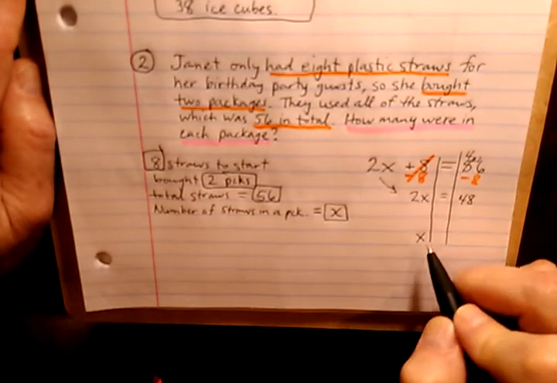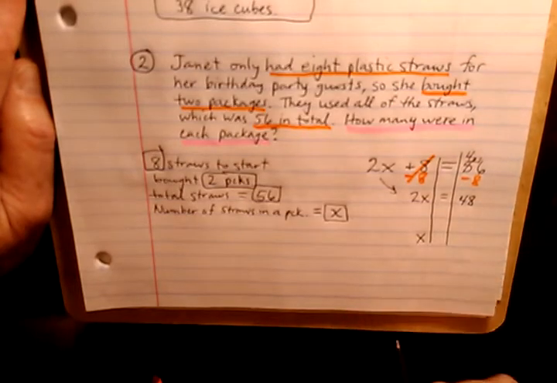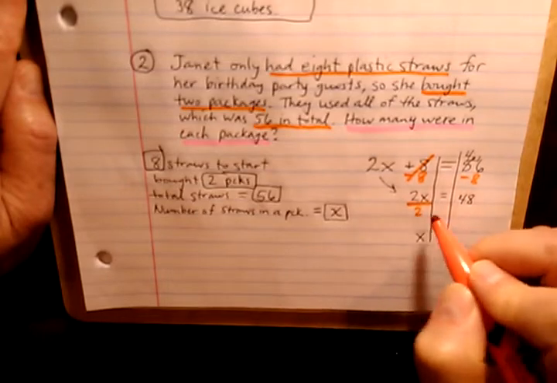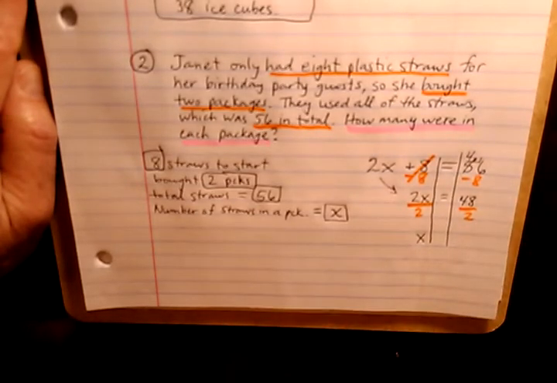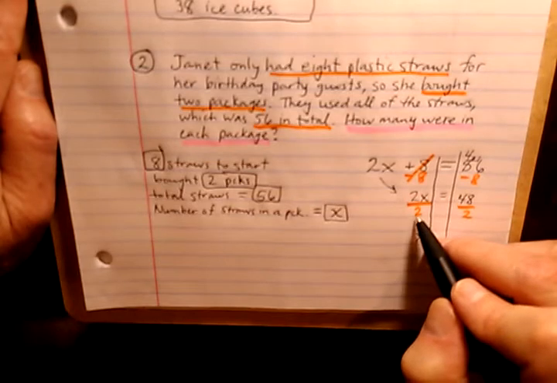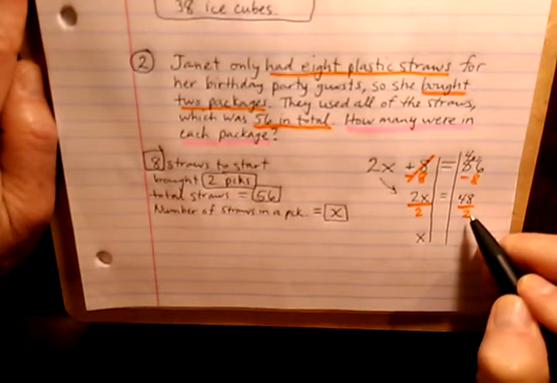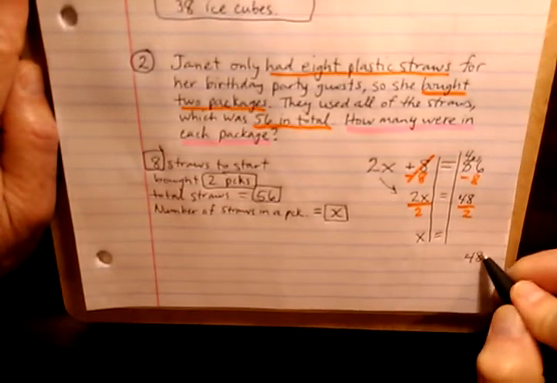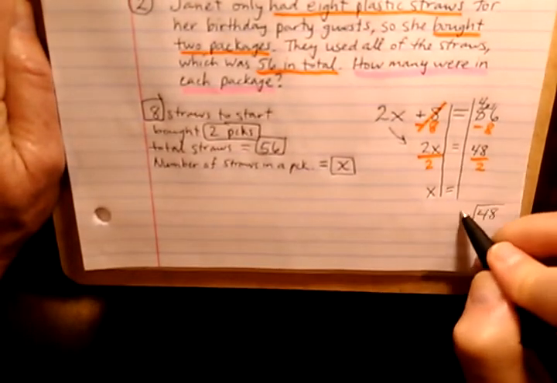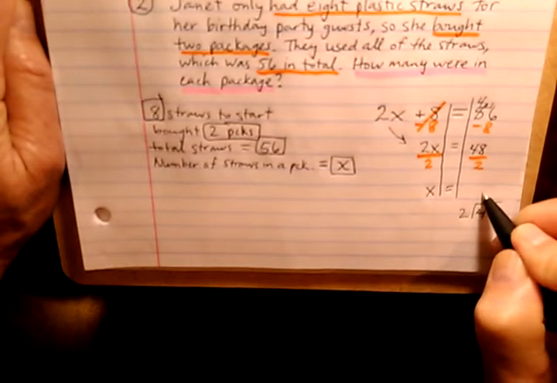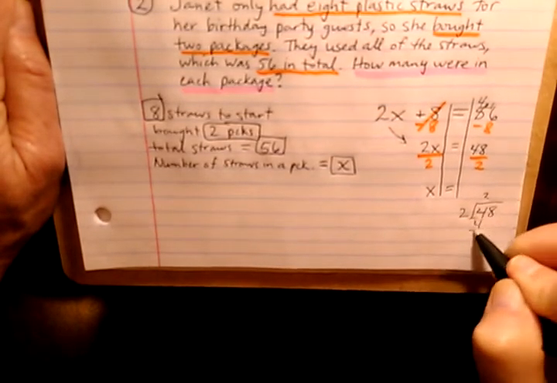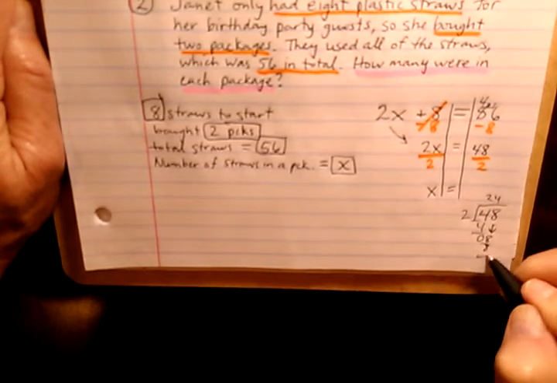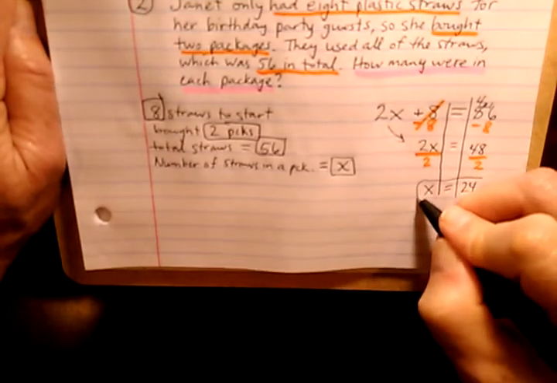I have 2x, but I want just 1x. So I guess to make 1x, I could divide by 2. Divide by 2 on both sides. Because 2 divided by 2 is 1, so now I have 1x here. 48 divided by 2 equals, let's see, 2 goes into 4 2 times. 2 times 2 is 4. Take away 0. Bring down the 8. 2 goes into 8 4 times. So 24. That means x equals 24.